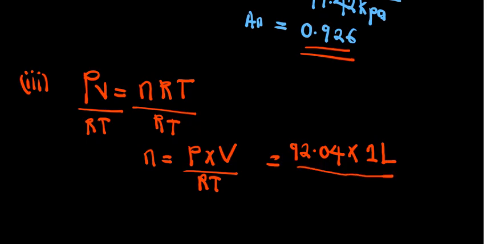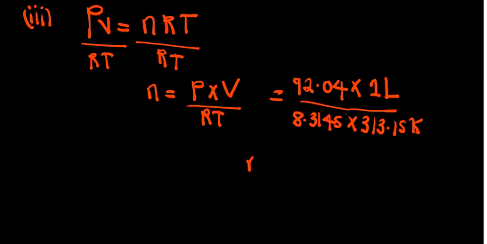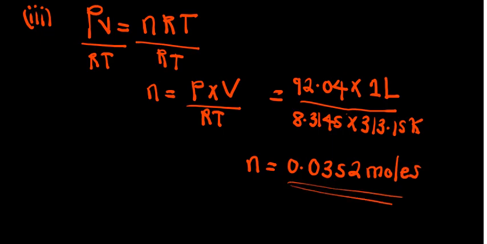Divide what? The gas constant, 8.3145, the SI units for the gas constant, you know that because I think I'd already explained that, multiplied by 313.15 K. The number of moles you're going to get from here is 0.0352 moles. So these are the moles of the nitrogen.